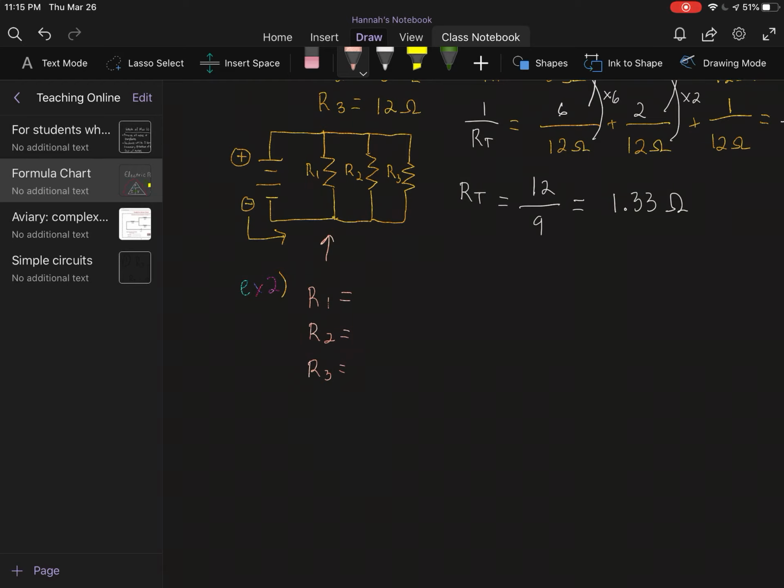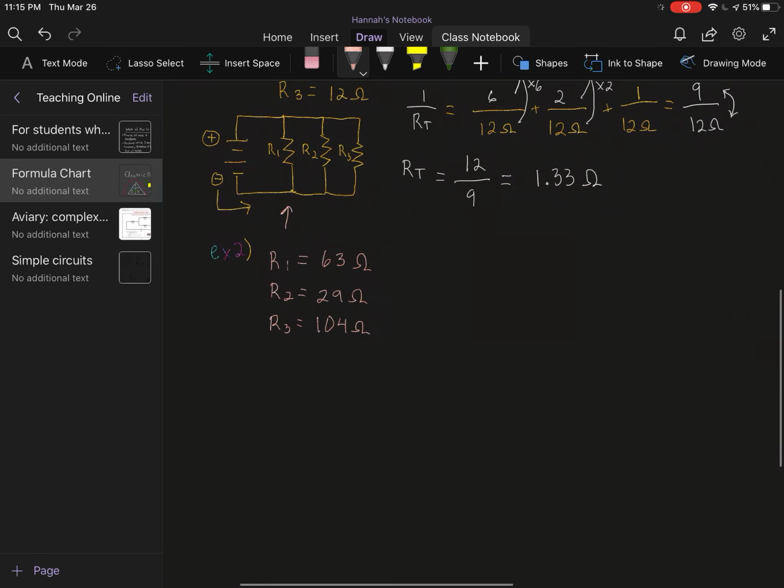All right, so let's say my first one is 63 ohms. My second resistance is maybe 29. And my last one is 104 ohms. Okay, so I don't really care about does this actually work in the circuit or not. I'm just trying to see what my total resistance is going to be in this parallel circuit. So I'm going to set it up the exact same way that I did.